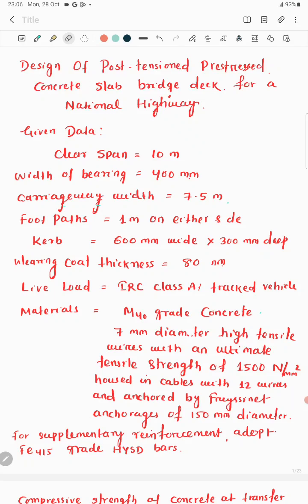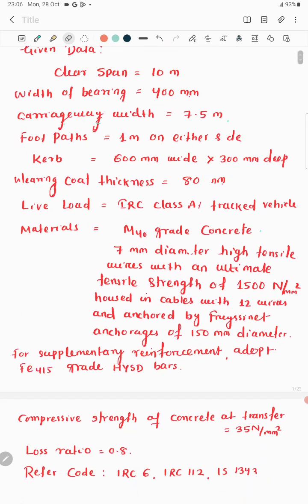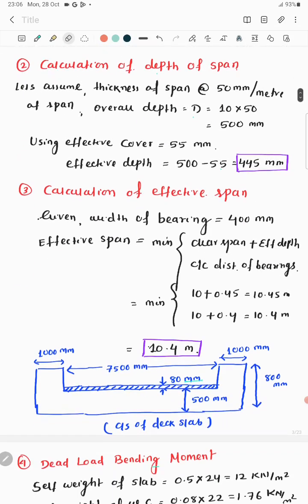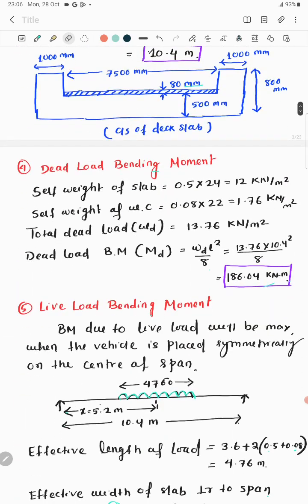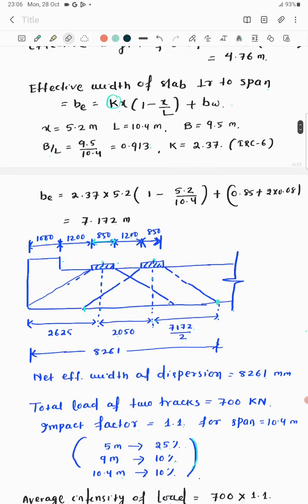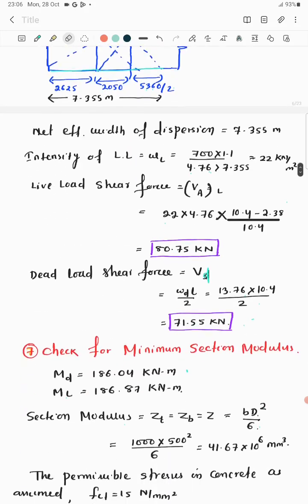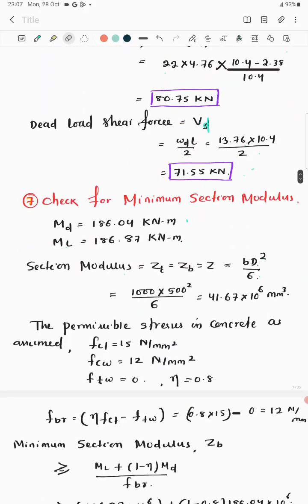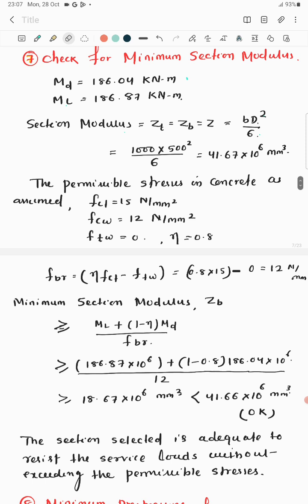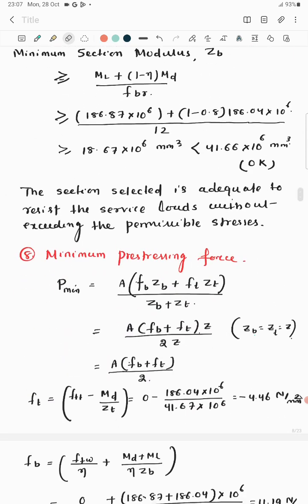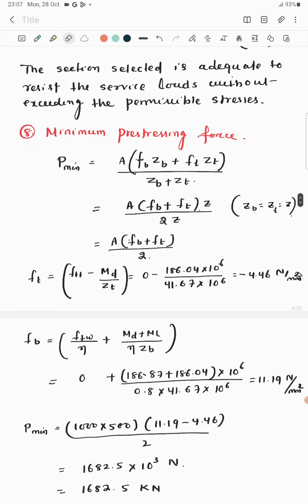So in the previous lecture, we started this problem, design of post-tension pre-stressed concrete slab bridge, and we covered the calculation of depth of span, then calculation of effective span, then calculation of bending moment due to dead load, bending moment due to live load, and shear force due to dead load and live load. We have also checked the minimum section modulus, which is found to be okay, and the section selected is adequate to resist the service load without exceeding the permissible stresses.